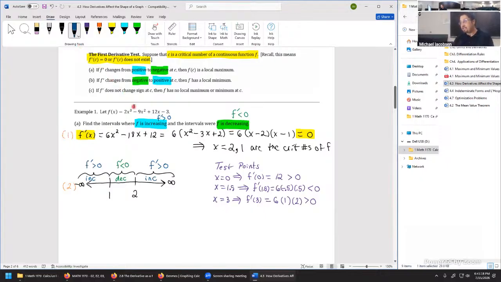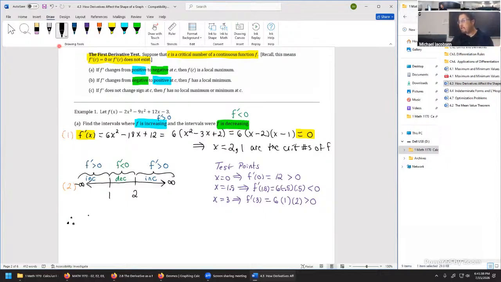So this is a degree 3 function. It has 2 turning points, goes from increasing to decreasing, and then from decreasing to increasing. That's all we wanted to resolve in part A, the intervals where it's increasing, where it's decreasing. So we can make a conclusion.